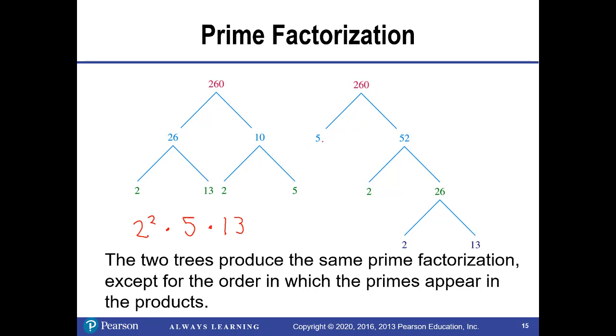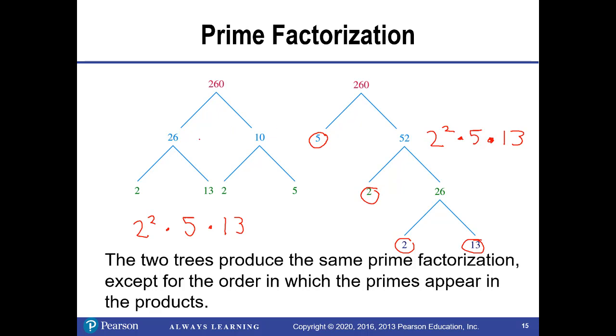Another person said, well, 260 ends in 0, so that means it's divisible by 5. That's a divisibility rule. And 5 times 52 is 260. So we know 5 is prime. 52 is even, so it's going to be 2 times something. It's going to be 2 times 26. And 26 is even. So that's going to be 2 times 13, and 13 is prime. So they got their factors, and they would write the exact same thing as their answer. 2 squared times 5 times 13. This is a times, not a minus.